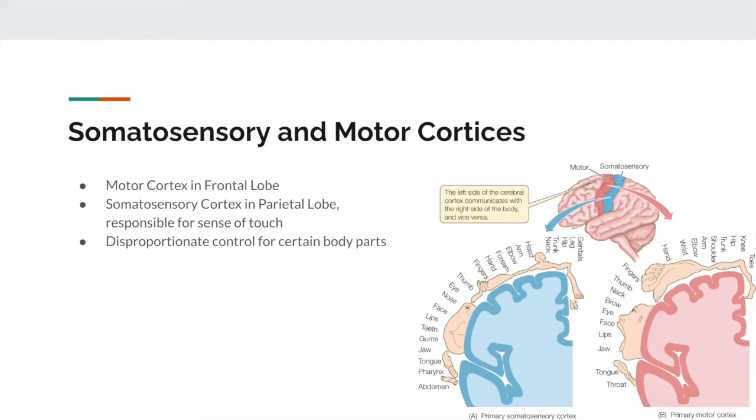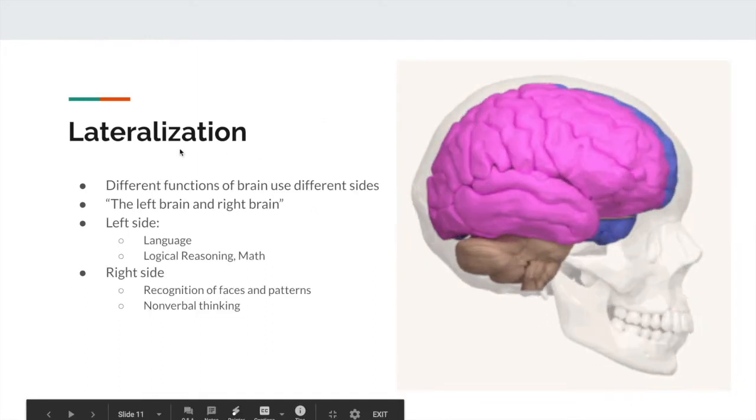Same thing with your hands. Humans are very dexterous. Hands are a multi-purpose tool that can be used for a very large number of activities, and a large part of that is because of the enormous amount of space dedicated towards controlling the hand in the motor cortex. Next, we're going to be talking about lateralization of the brain.